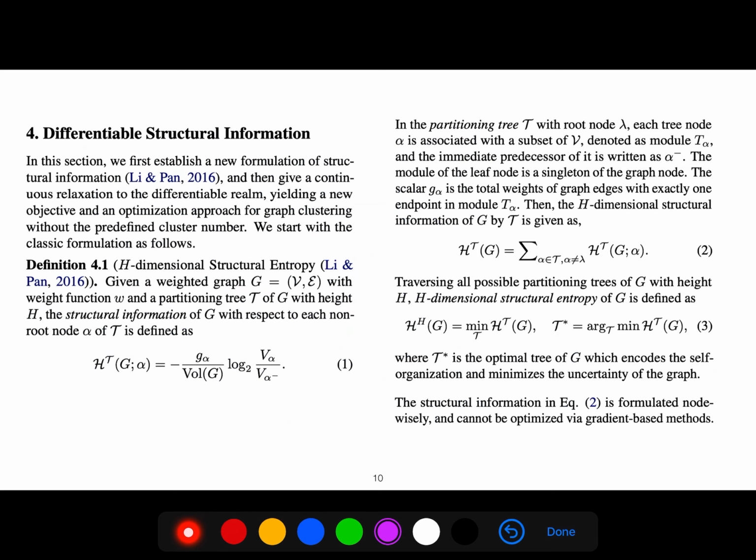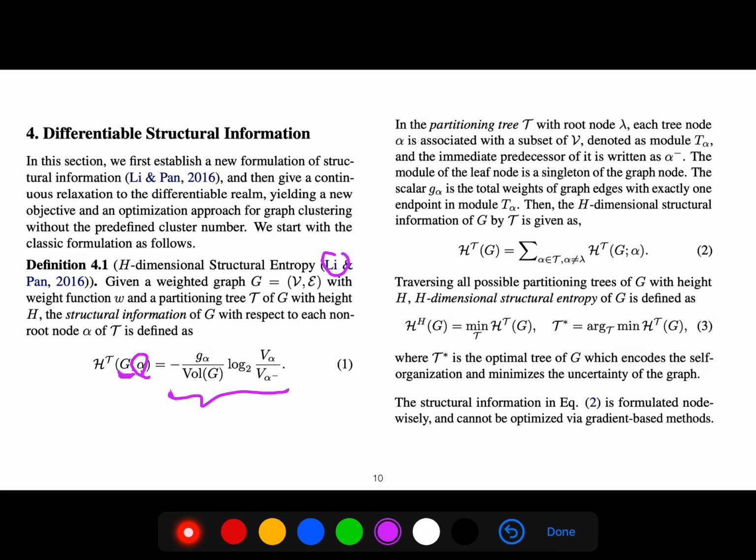They define h-dimensional structural entropy in this paper, Li 2016. It shows that the structural information of this graph G with respect to each non-root node alpha is here. So this alpha is associated with a subset of V denoted as module T sub alpha. And the immediate predecessor of it is called alpha minus. The module of the leaf node is a singleton of graph node. The scalar is the total weight of graph edges with exactly one endpoint in module T sub alpha.